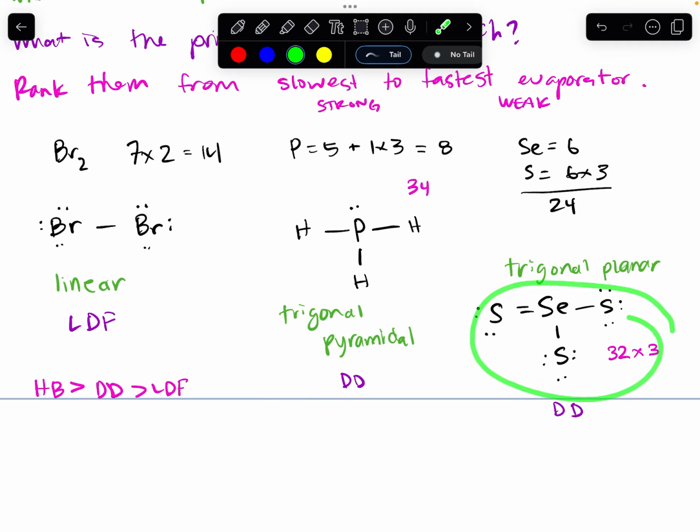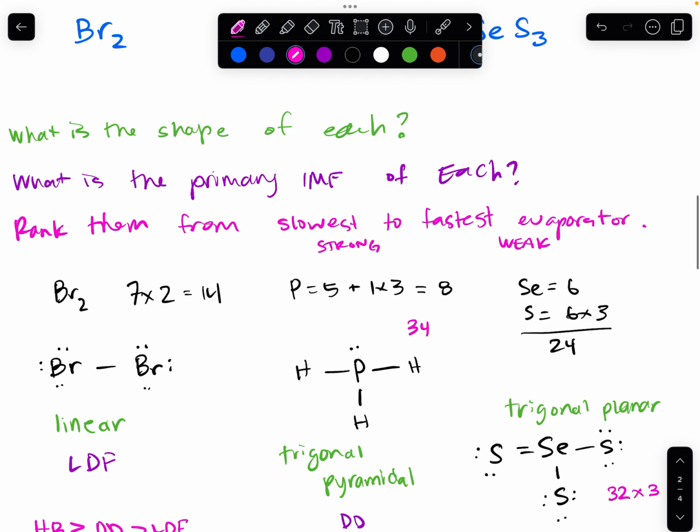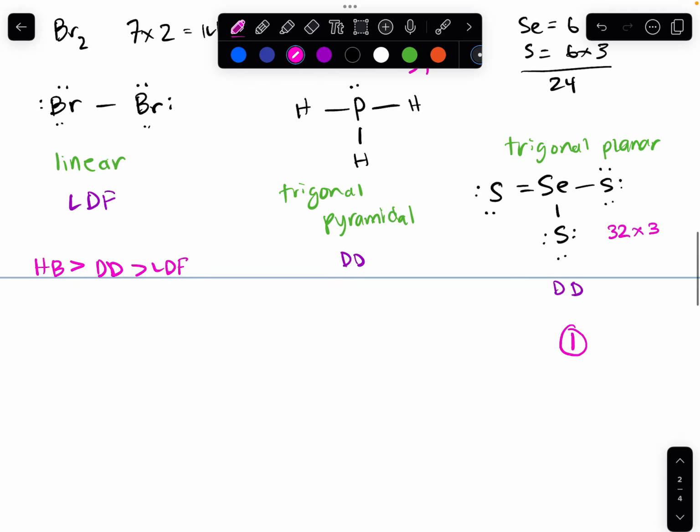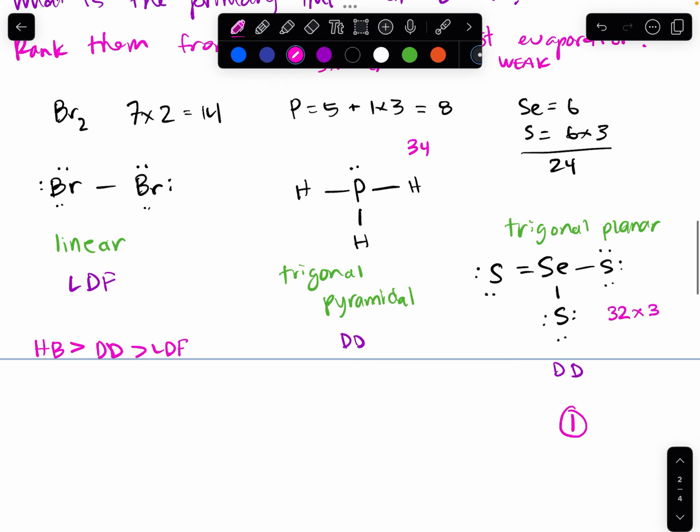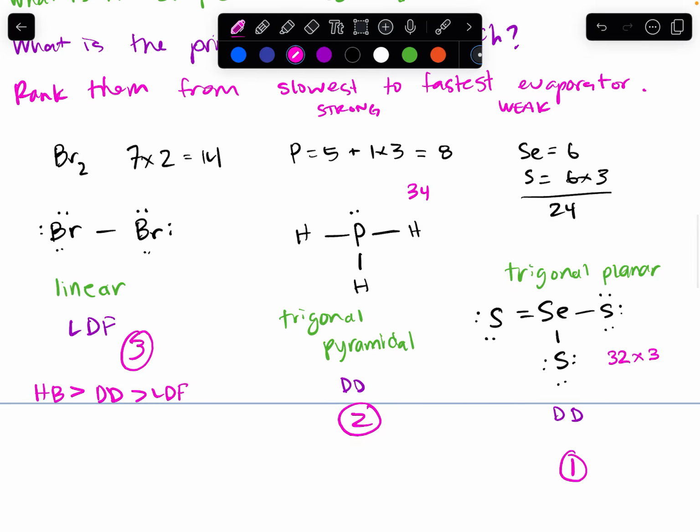This is going to be our number 1 strongest intermolecular forces, or what do we say? We said slowest evaporator, and then number 2 would be the next highest molar mass, so that's this one. And then 3 would be, there's no more in dipole-dipole, so the third one is LDF. So there's your ranking from slowest to fastest evaporator.